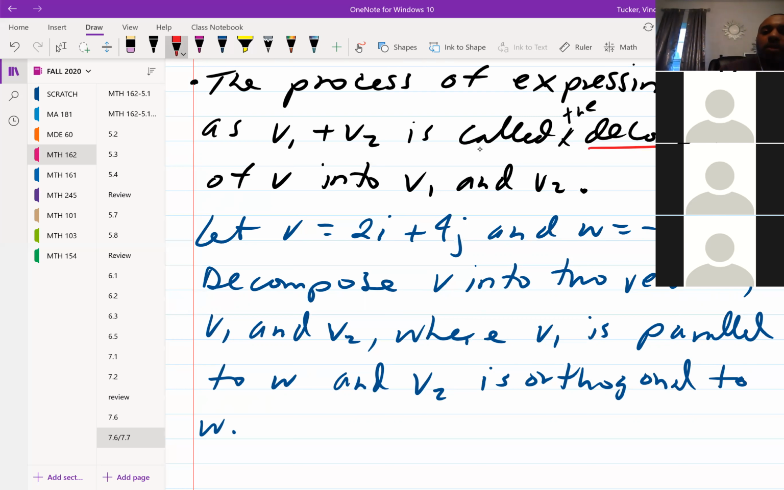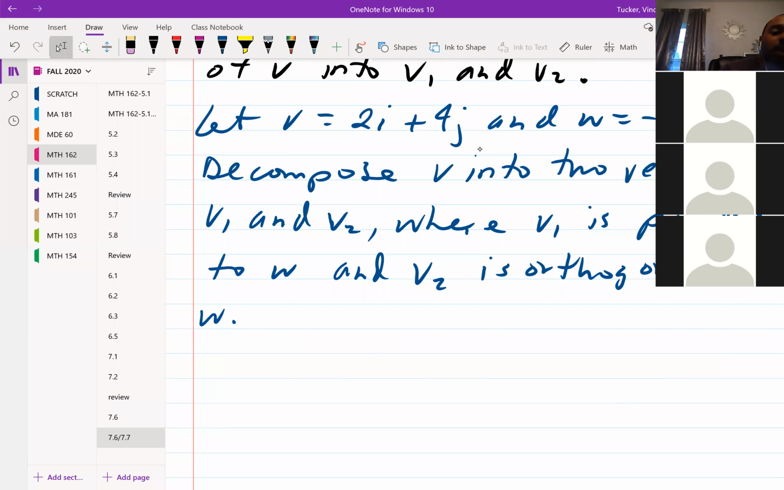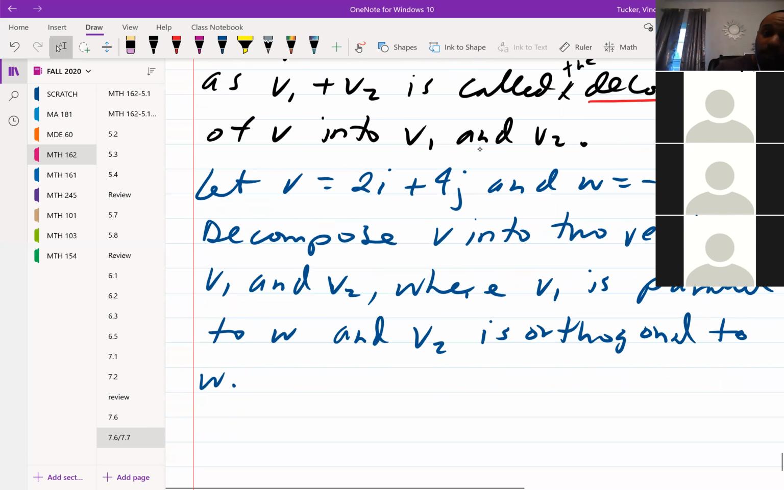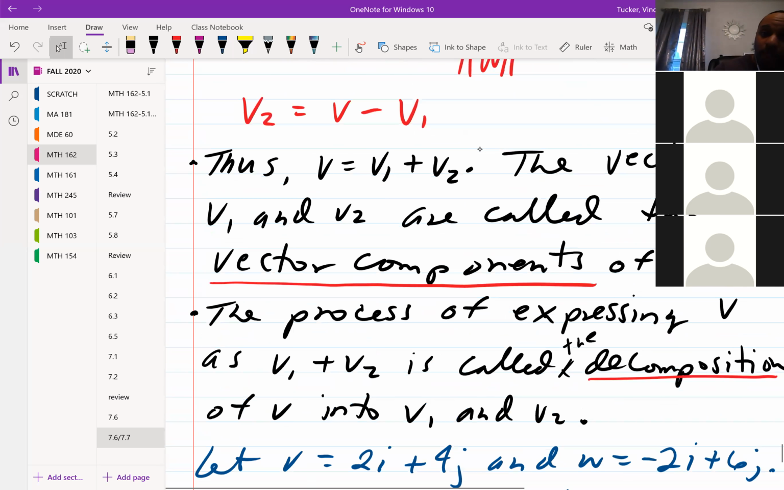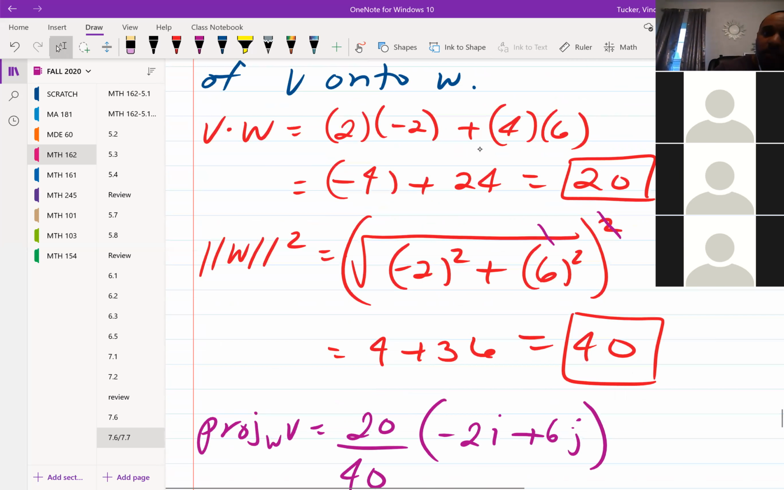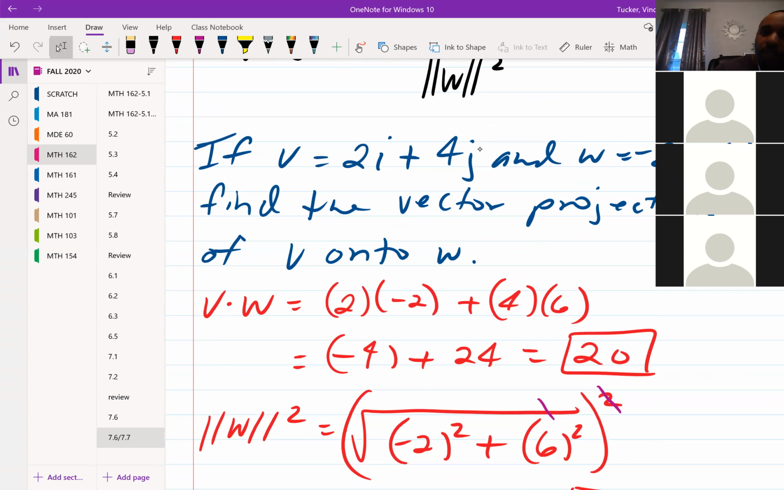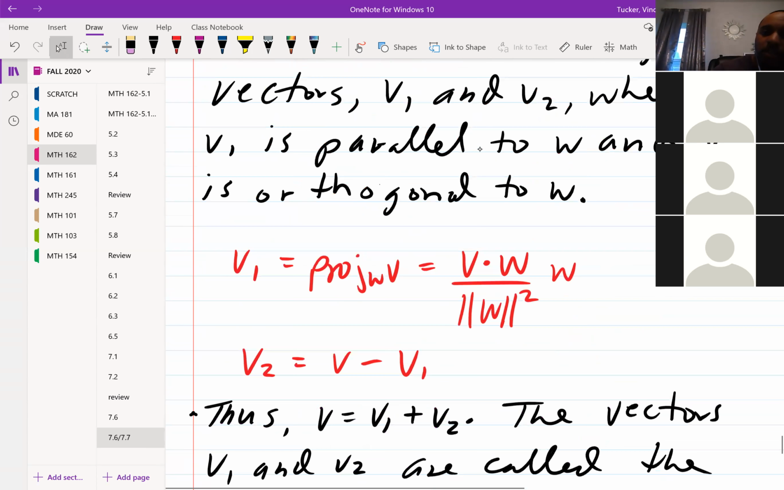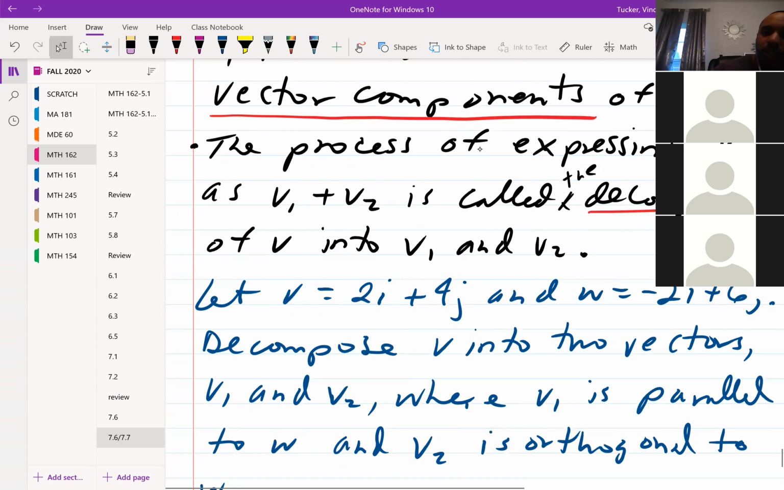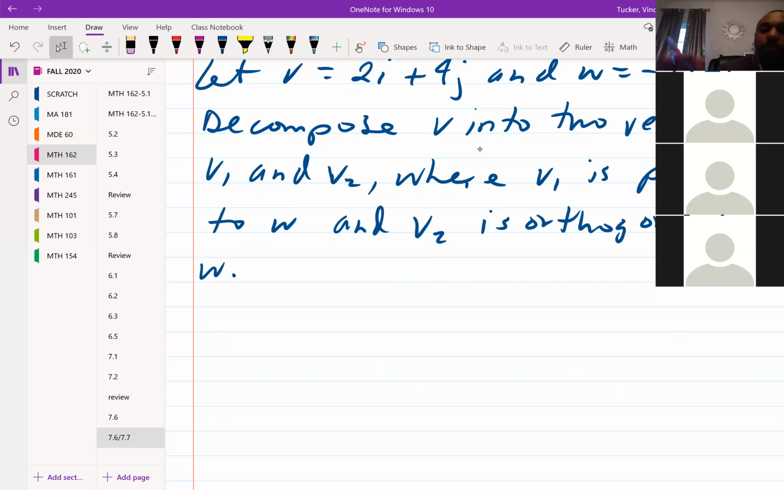All right, so in this process, now this one is not going to be as long as it could be because we're not starting from scratch. Notice that these are the same two vectors from the last problem. Going back to, we got 2i + 4j, -2i + 6j. And so 2i + 4j, -2i + 6j. So we have the same two vectors.